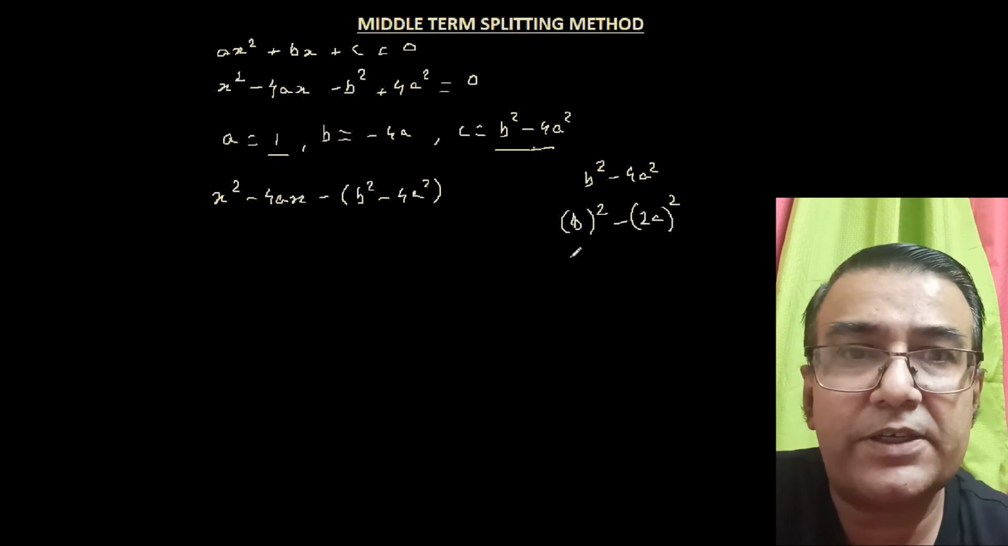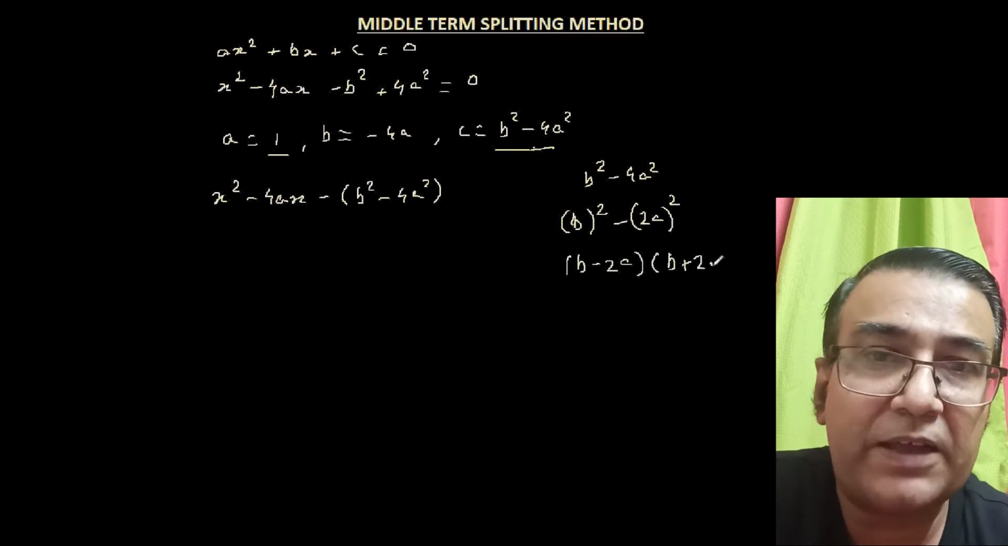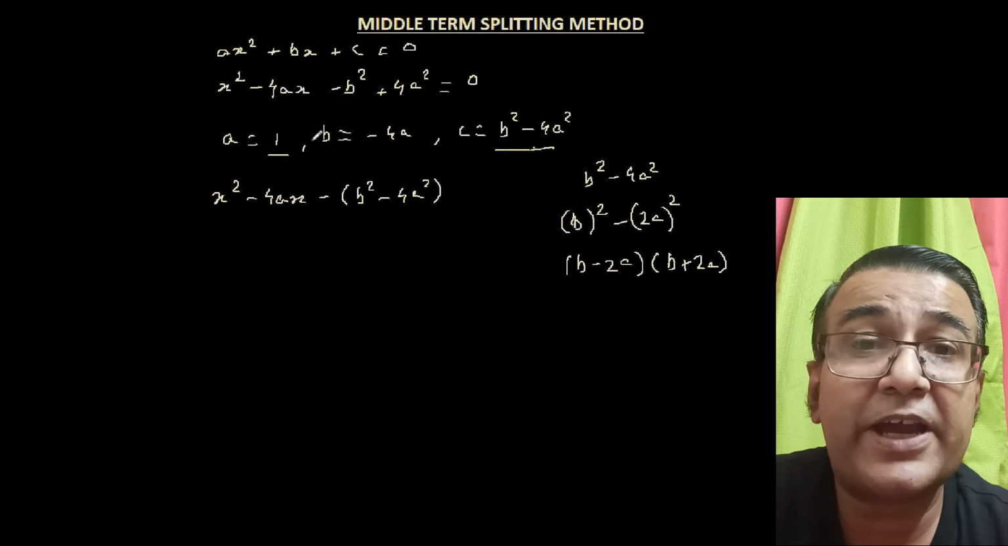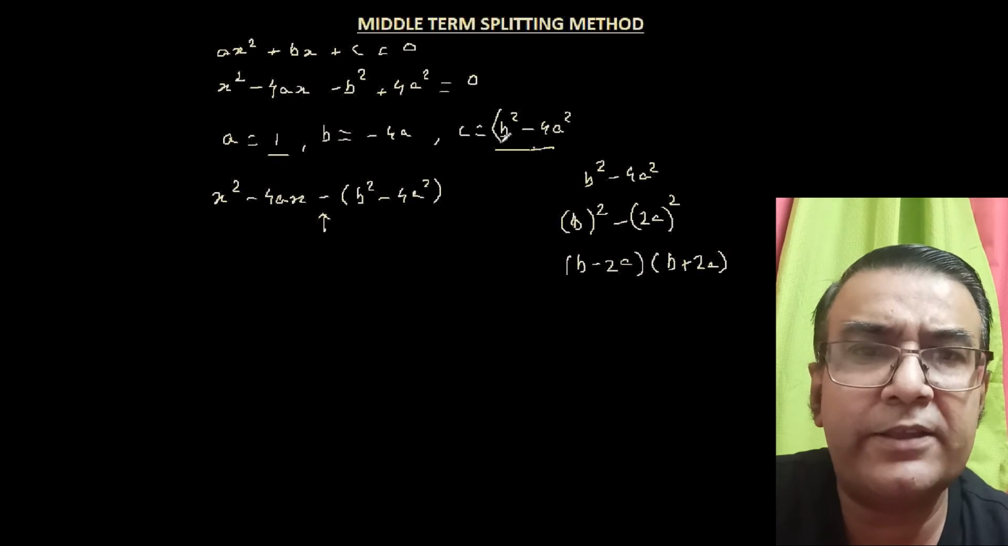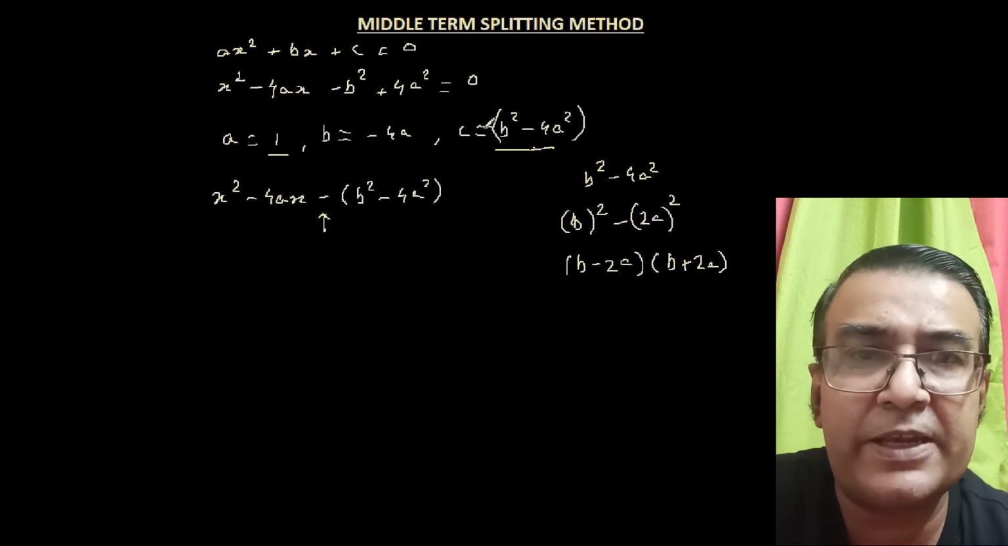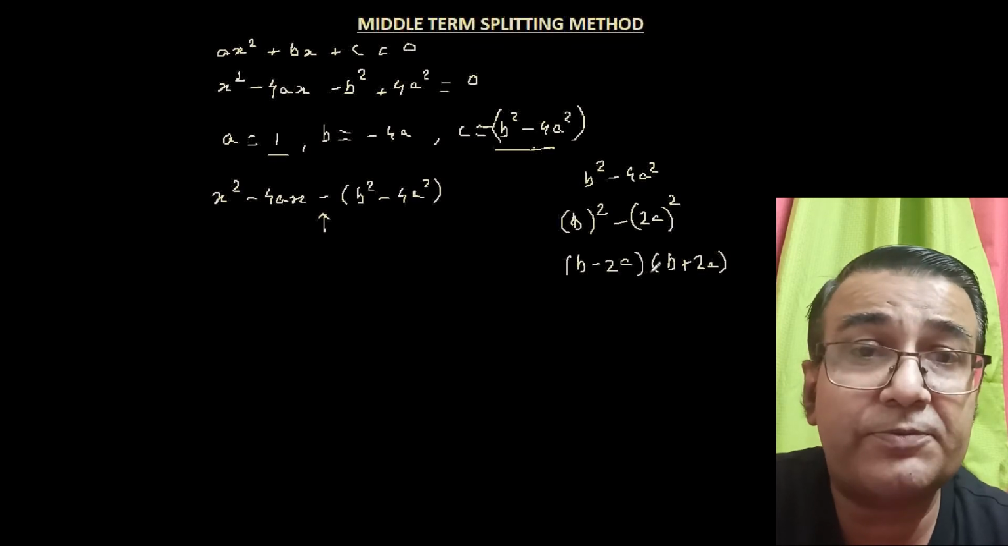So in this case, it will become b minus 2a times b plus 2a. Third step was to look at the sign of c. So in this case, we have got this negative sign here. So that means this c thing, this whole thing should actually have been negative. And because it is negative, we are going to find the difference of the two factors.